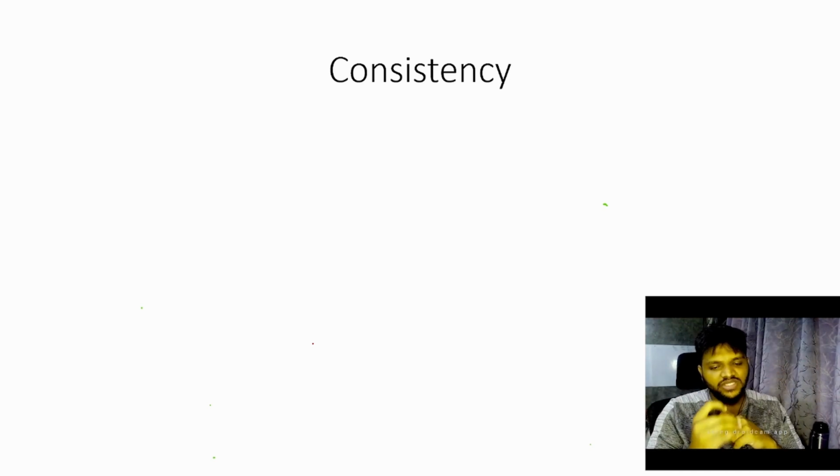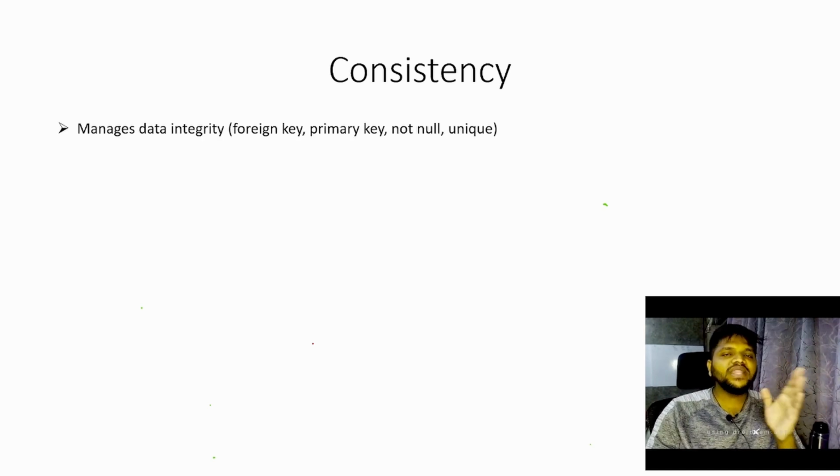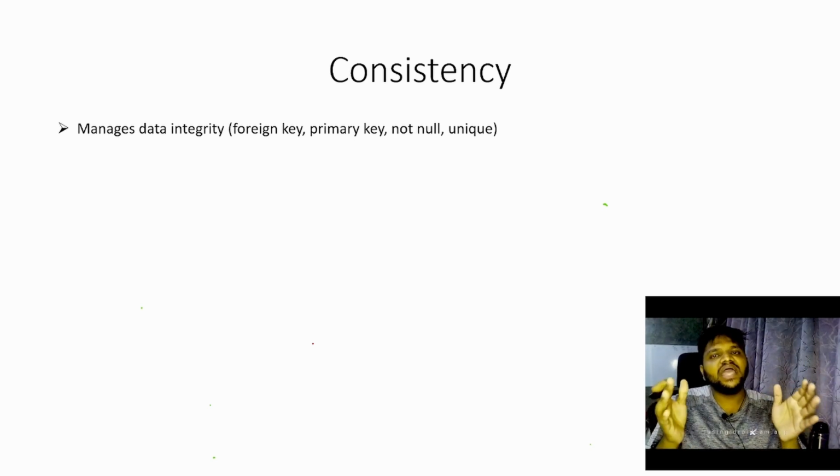In this video, we will be discussing consistency. What exactly does consistency mean? Consistency means managing data integrity. As the owner of a particular database, I have set a certain set of constraints, and those constraints should be followed. When every single instruction, every single row that I am adding into the database, follows those constraints, I can say that my data has integrity.